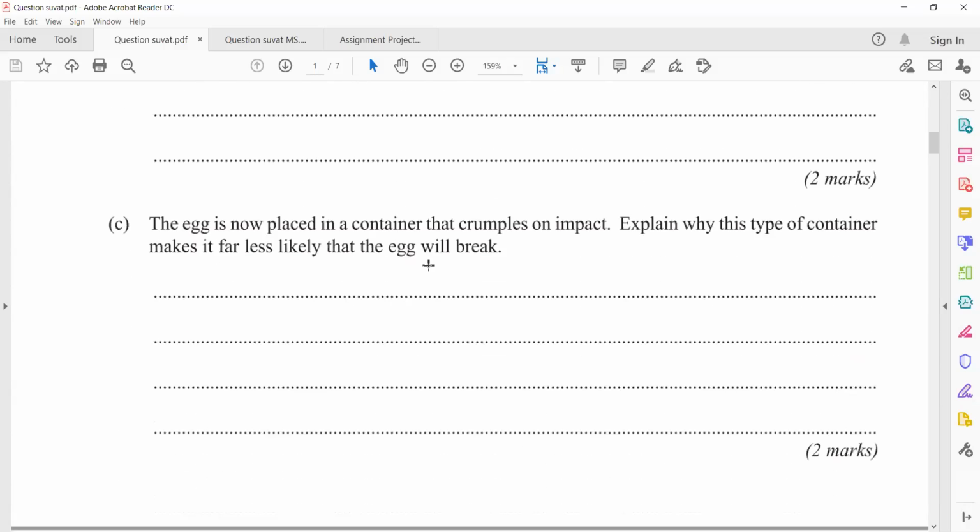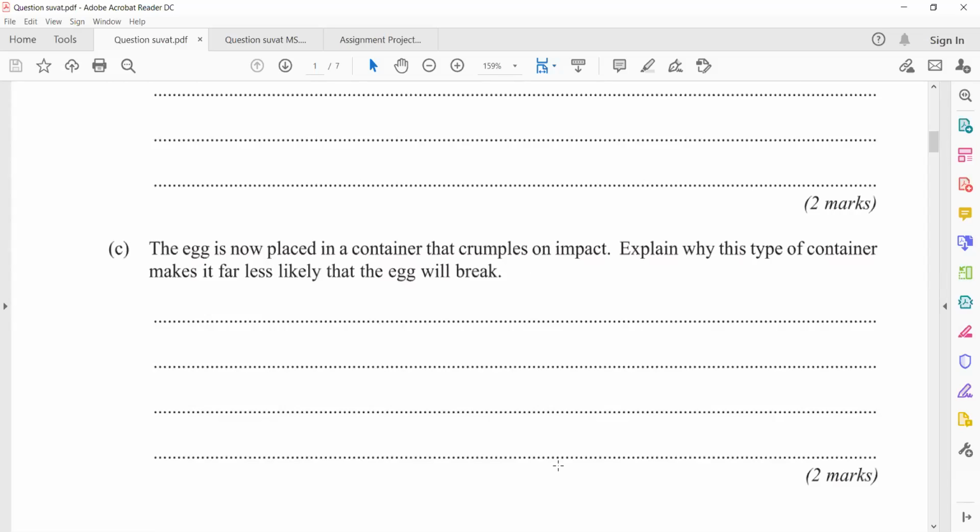Page 1, question 7C. Yeah, this is the same question I was discussing. The question is, the egg is now placed in a container that crumples on impact. So if a container crumples on impact, it means the container is deformed. So if anything is deformed, what will happen to the egg as it hits the base? This egg will take more time to stop. As it takes more time to stop, it will experience a smaller force.